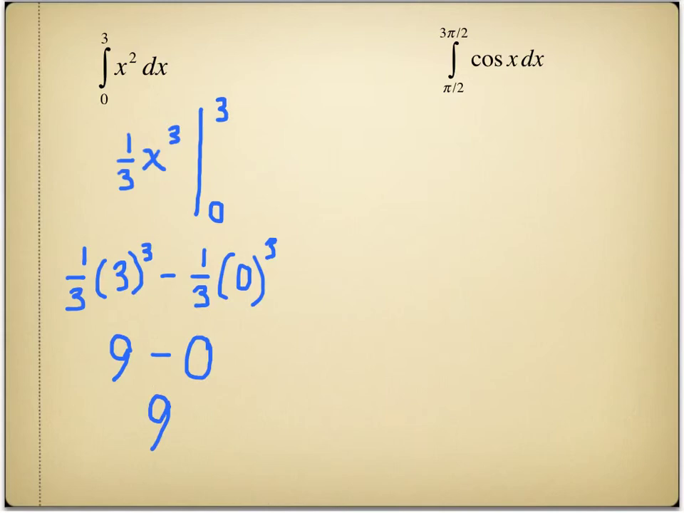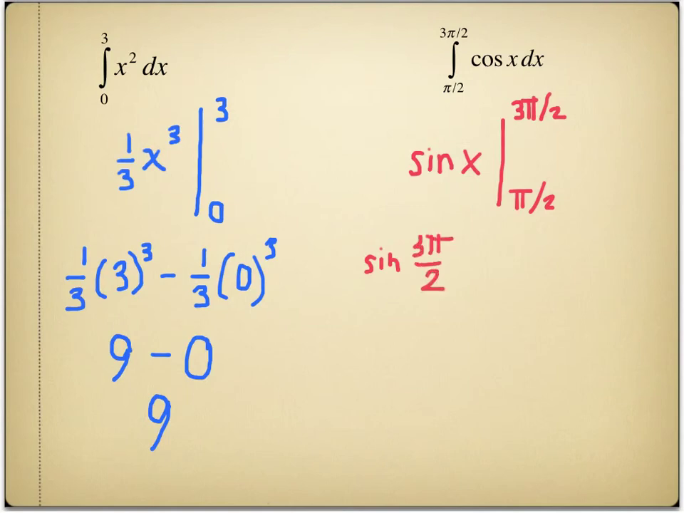Alright, let's look at the next one here. Integral of cosine of x dx from pi over 2 to 3 pi over 2. Now you have to think about this for a bit. What is the antiderivative of cosine? It's going to be sine. Remember, the derivative of sine is cosine, so the antiderivative of cosine is sine. And again, we want to evaluate this between 3 pi over 2 and pi over 2, like that. So then we have to take the sine of 3 pi over 2 minus the sine of pi over 2.